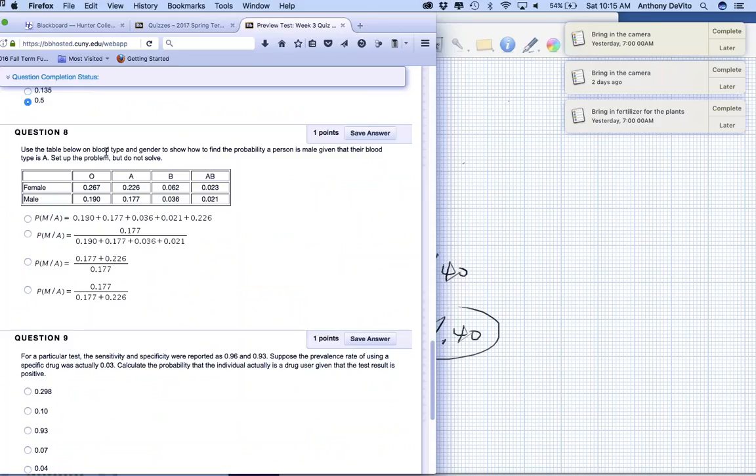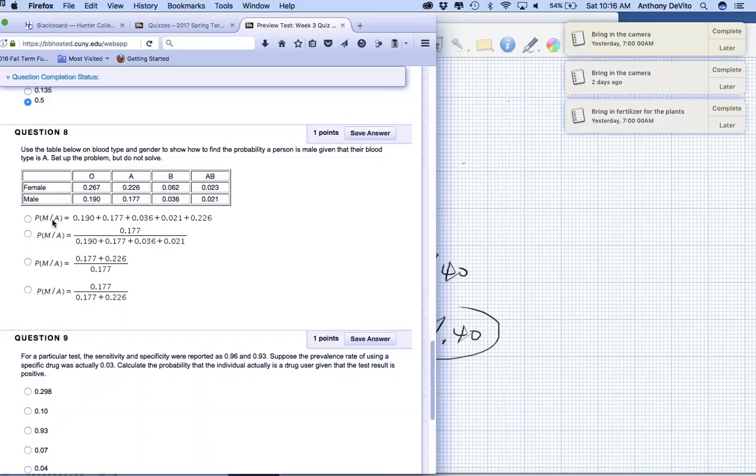Okay, now this is an interesting one. We're starting to get into our diagnostic tests to some degree, or kind of border on them. The table below on blood type and gender shows how to find the probability that a person is male given that their blood type is A. Okay, let's see. Well, first of all, let's see if this is set up quite right. The probability that they're male, given that their blood type is A.